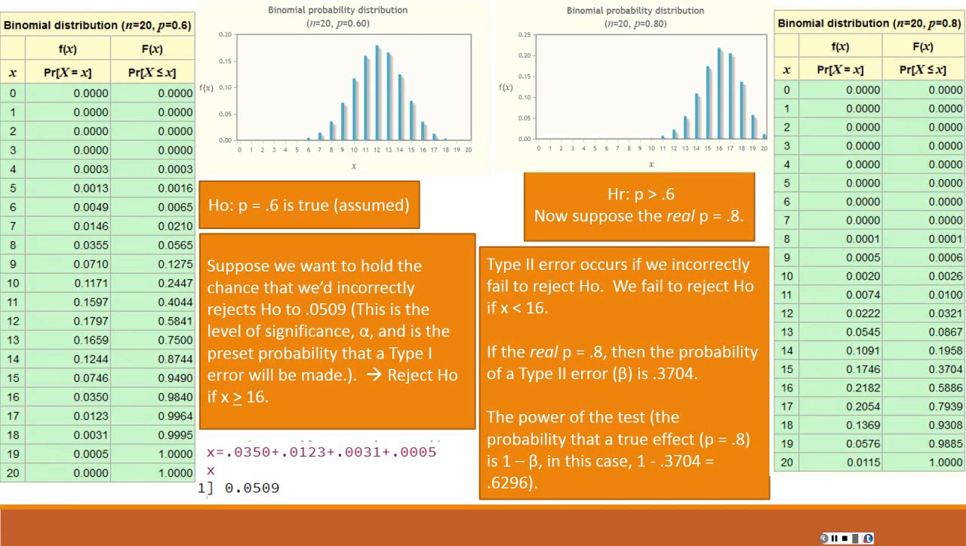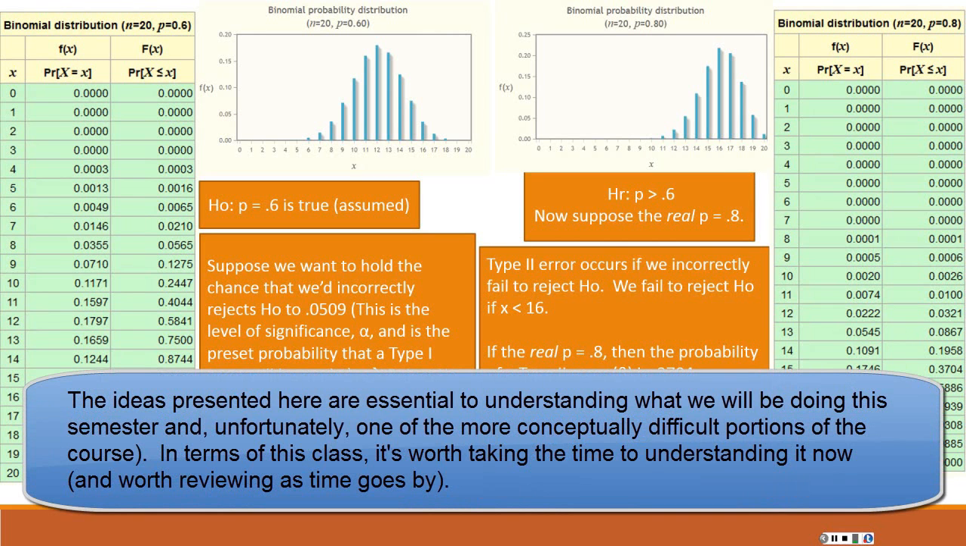And then the power of the test, which is the likelihood of finding a true effect when it exists. So to find this true effect that it's greater than 0.6, if it really does exist, would be 1 minus the probability of a type 2 error, 1 minus 0.3704, which is 0.6296. Again, what I'll suggest to you right now is take a break, come back, rewind past this slide and give it another try, and also read the section in the textbook on that.